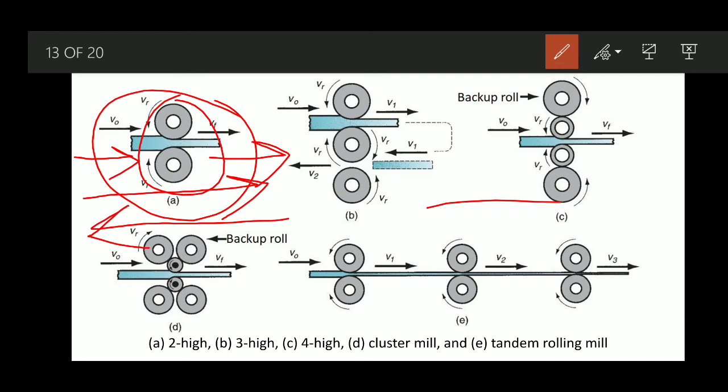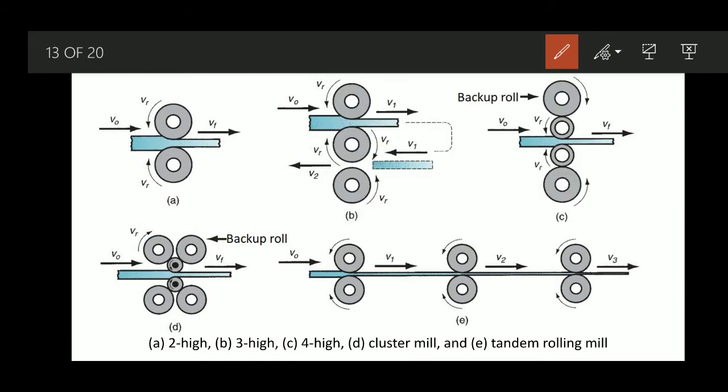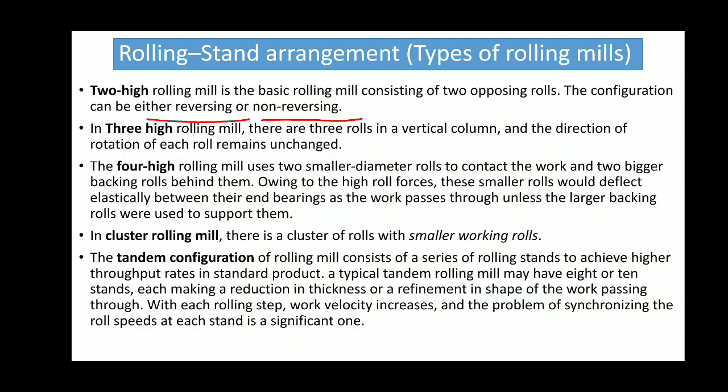So this is kind of the reversing or non-reversing. When there is no process happening in the reverse direction, then it is non-reversing. If we are doing so, that becomes the reversing type. So that is about the 2 high type. Now what is a 3 high rolling mill?